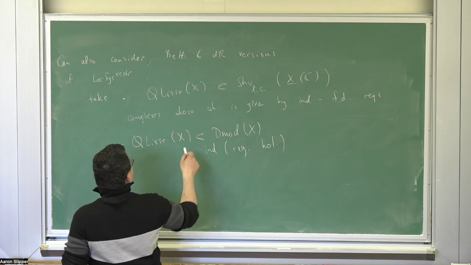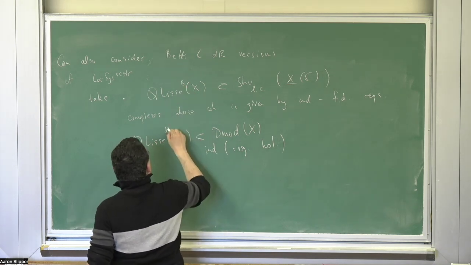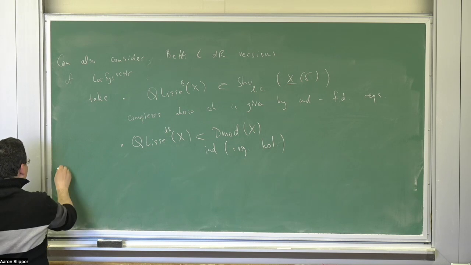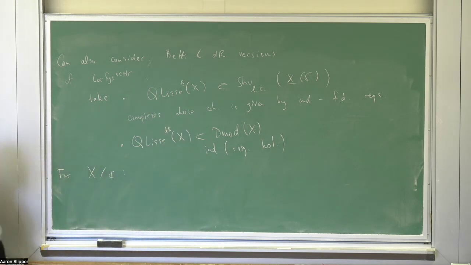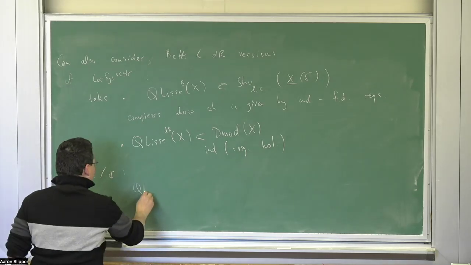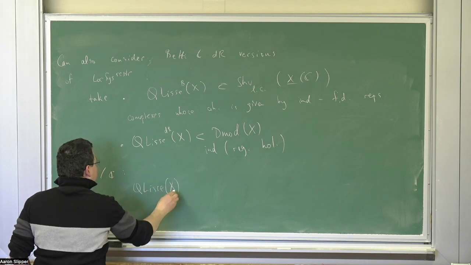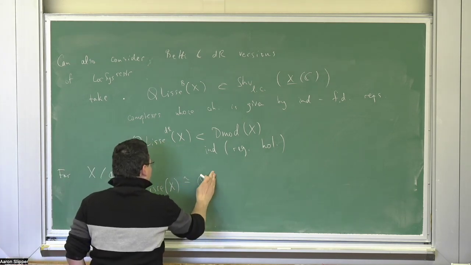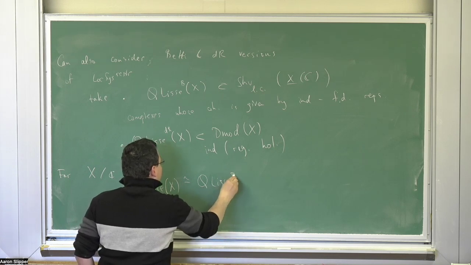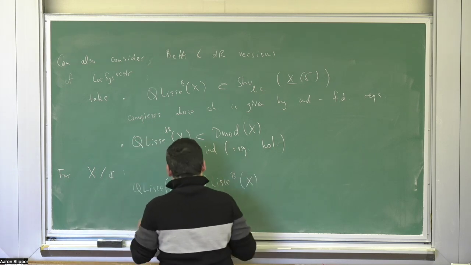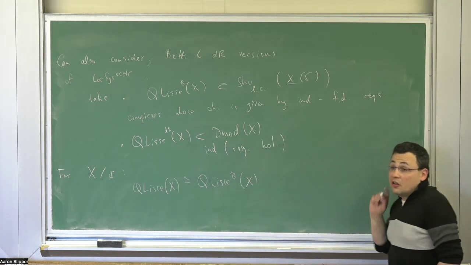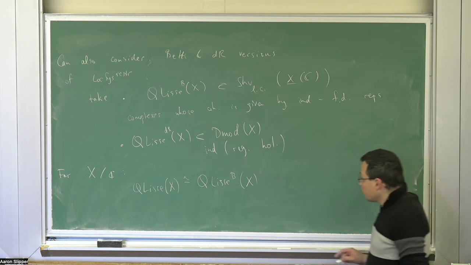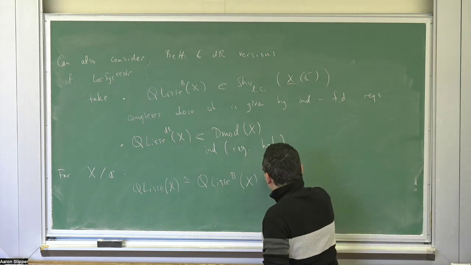Maybe let me put subscripts. So for X over C, all three versions of these quasi-lisse categories are actually identical. The étale one is isomorphic to the Betti one, so that's a version of the usual comparison with étale cohomology over the complex numbers. And this is the Riemann-Hilbert correspondence.